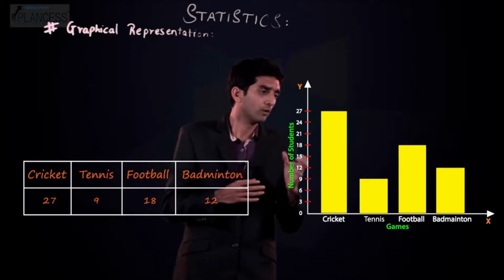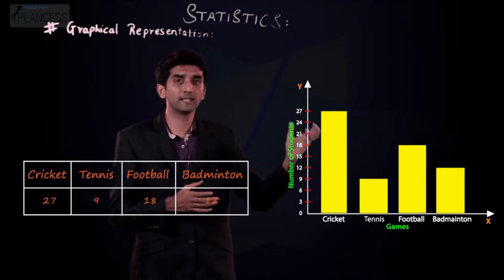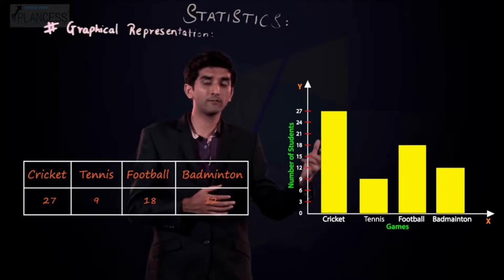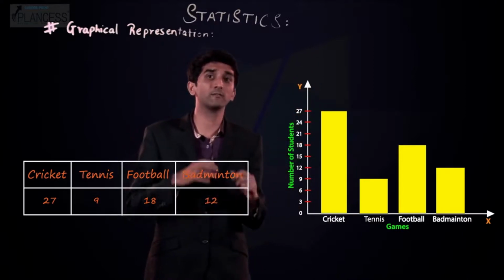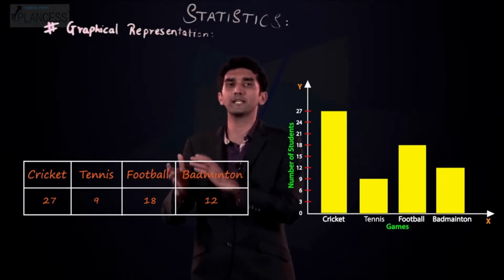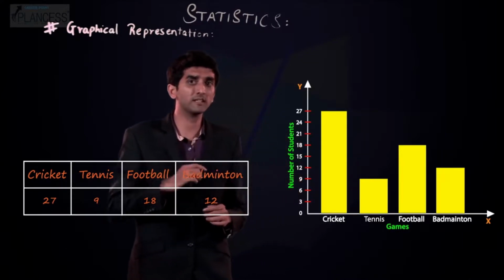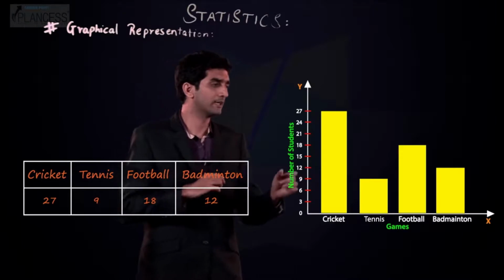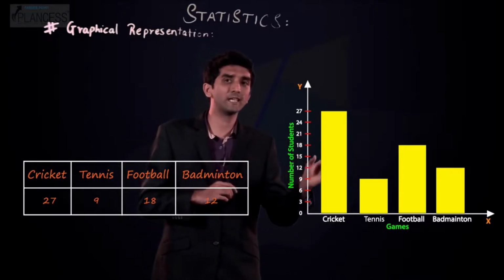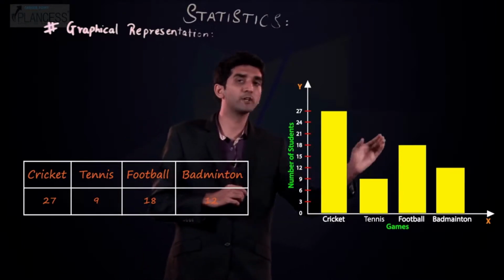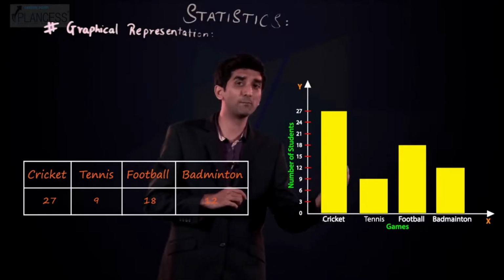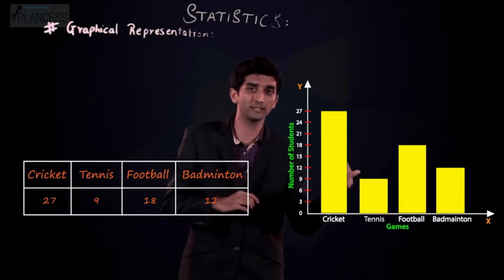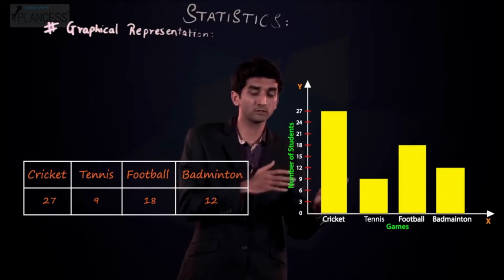Now what we have to do is create buildings, create rectangles over every particular sport, and the height of that rectangle will represent the number of students playing that particular sport. One thing that we have to keep in mind is we have to have the same width for every particular building or every particular rectangle, and the gap between 2 adjacent rectangles has to be kept constant as well.